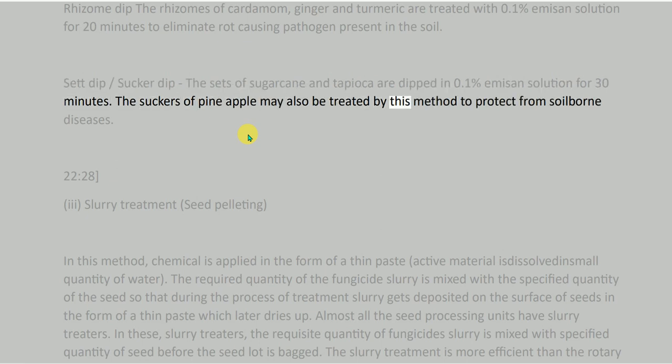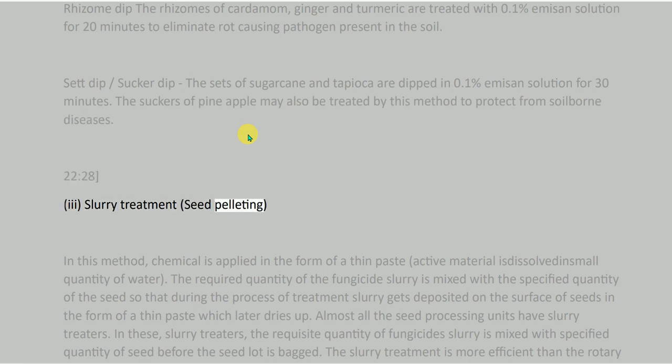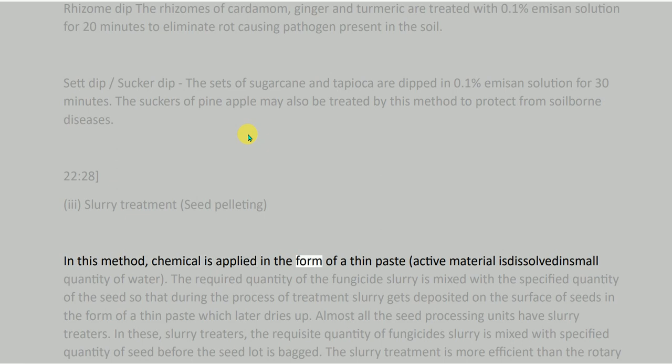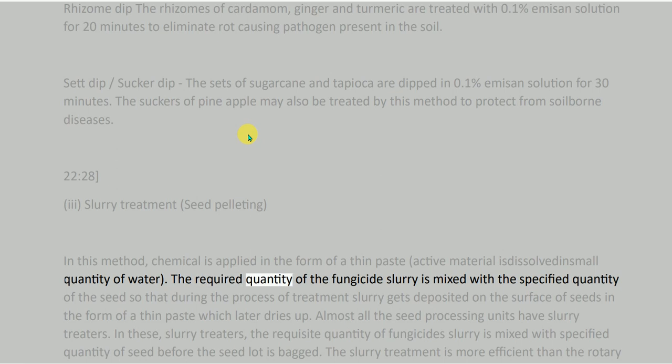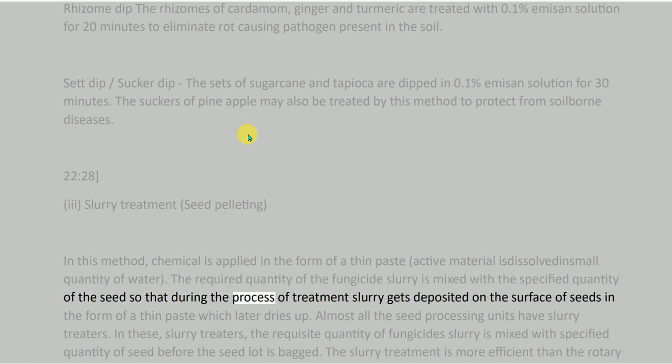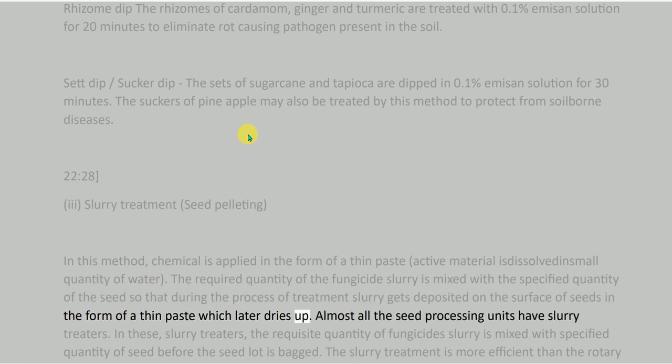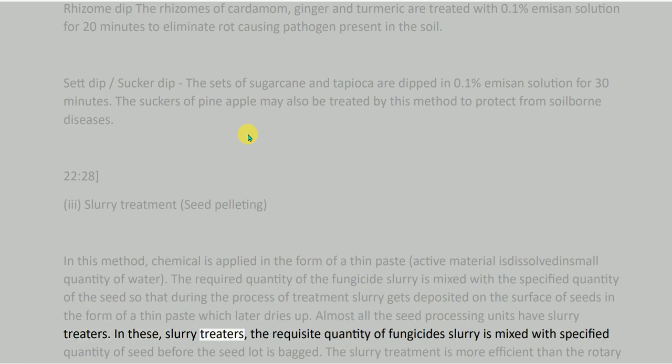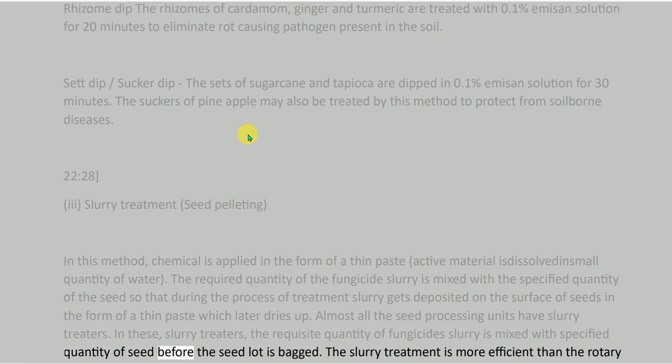3. Slurry treatment, seed pelleting. In this method, chemical is applied in the form of a thin paste. Active material is dissolved in small quantity of water. The required quantity of the fungicide slurry is mixed with the specified quantity of the seed so that during the process of treatment slurry gets deposited on the surface of seeds in the form of a thin paste which later dries up. Almost all the seed processing units have slurry treaters. In these slurry treaters, the requisite quantity of fungicide slurry is mixed with specified quantity of seed before the seed lot is bagged. The slurry treatment is more efficient than the rotary seed dressers.